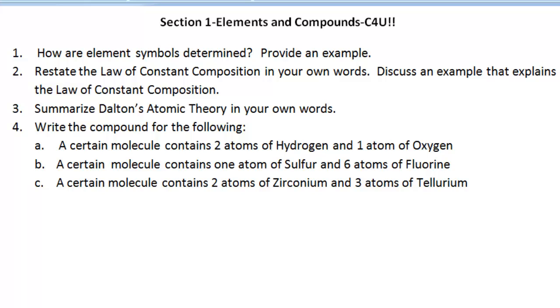Number 3, summarize Dalton's atomic theory in your own words, because you're going to definitely see this again. And number 4, write the compound for each of the following examples. So this is what we'll go over when we check off your notes. If you have questions, let me know.